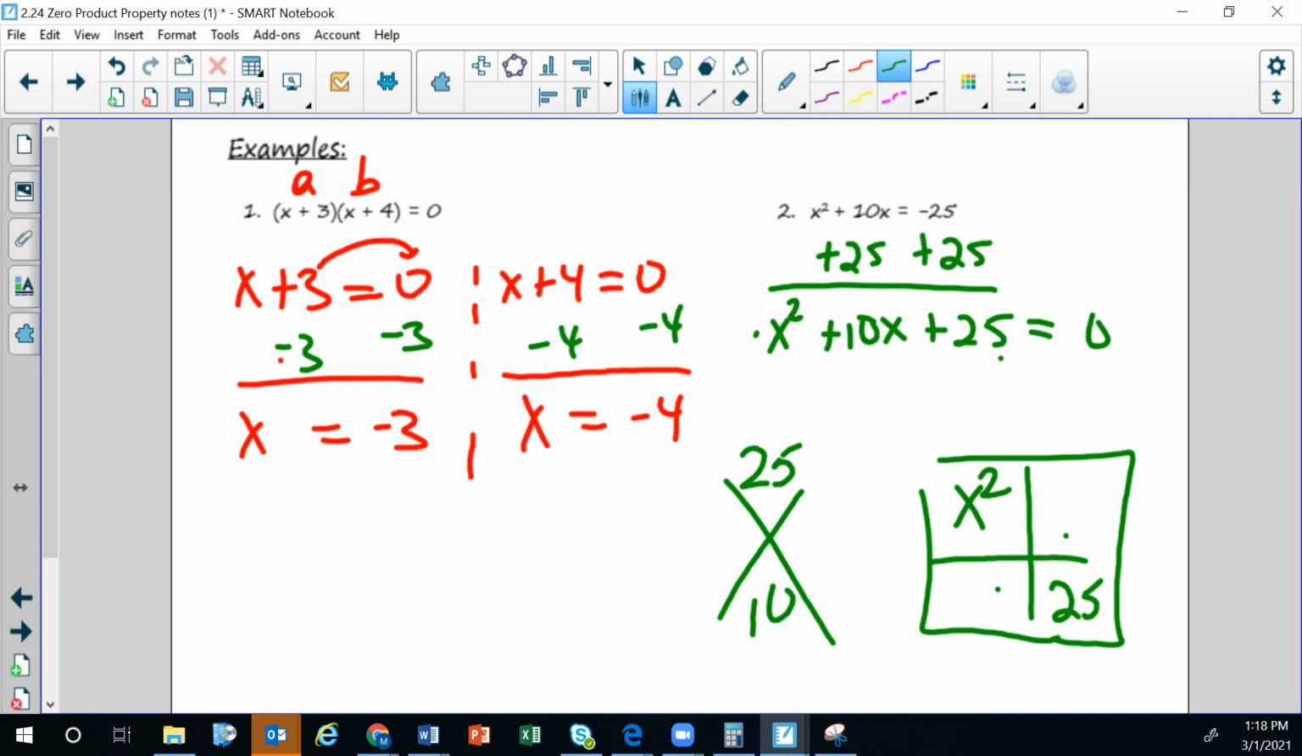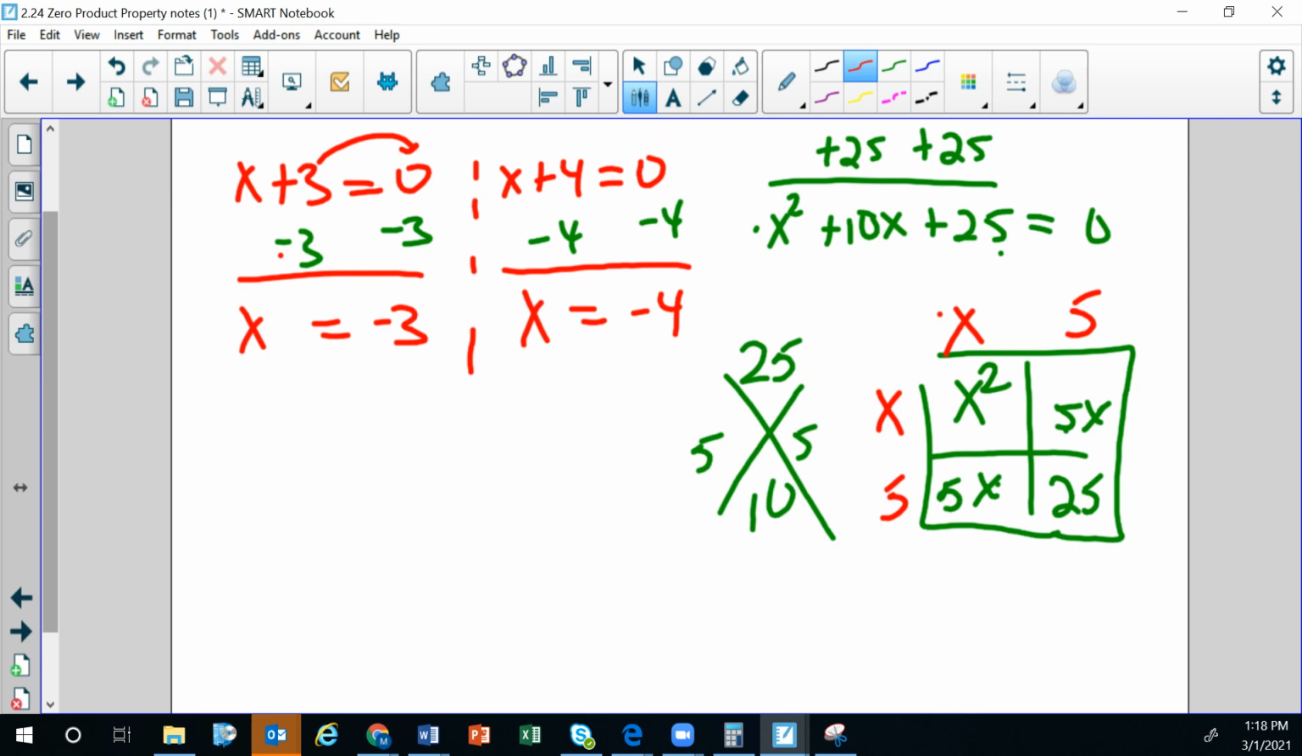And so I need 2 numbers. When I add them, it gives me 10, but when I multiply them, it gives me 25, and that is just 5 and 5. So this is 5x, 5x. Okay. And so by now, you know this side is going to be x, that's going to be x. What times x gives me 5x? That is 5. And what times x gives me 5x? This is 5. Okay. And so my 2 factors are x plus 5 and x plus 5. And that is equal to 0. So let's go ahead and solve for the variable.